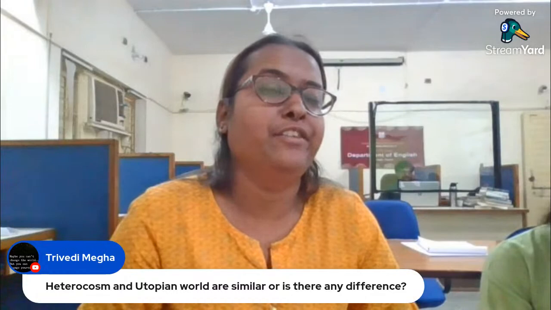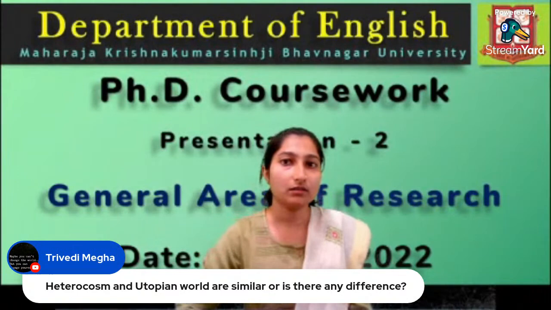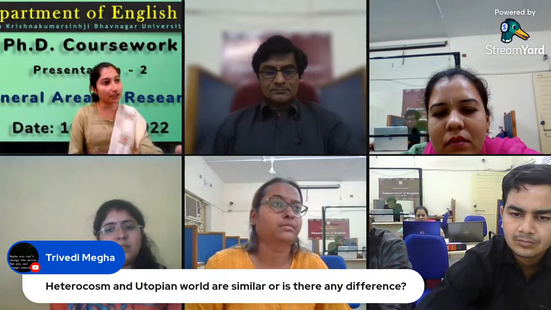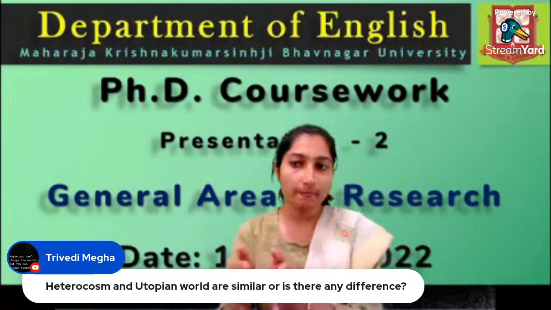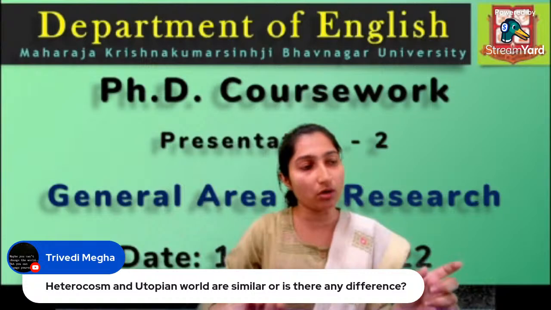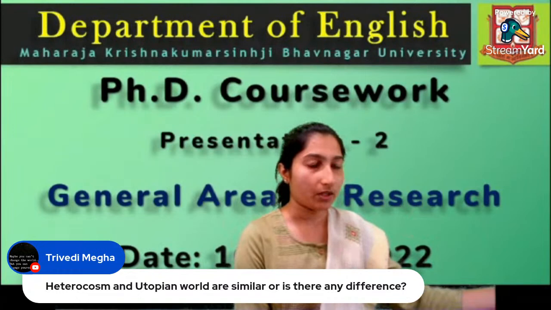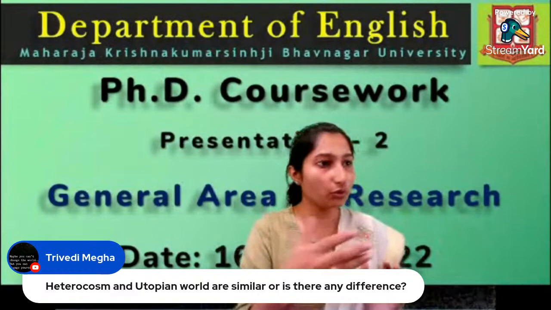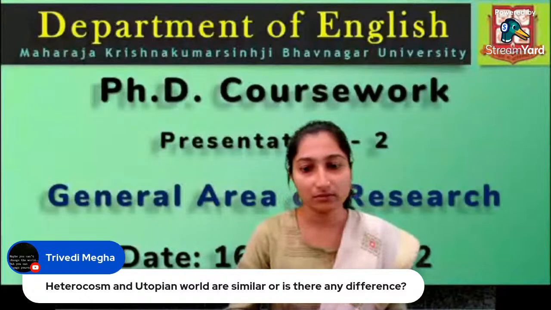Utopian world is a concept which represents an ideal society. Heterocosm means if any author is writing, creating another universe, then he is doing heterocosm. Means he is creating an alternate world. Heterocosm, the word means alternate or another universe, which is not yours. So the fiction is heterocosm. And the universe to which the writer belongs, that is totally different. So he is doing heterocosm. Utopian is an ideal universe, an ideal world, that's imaginary.